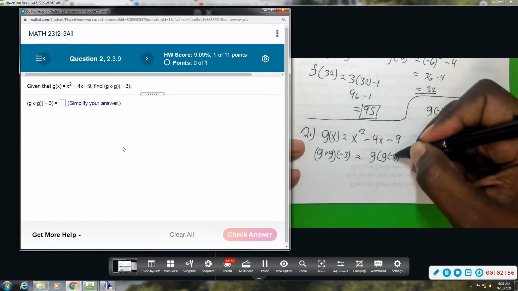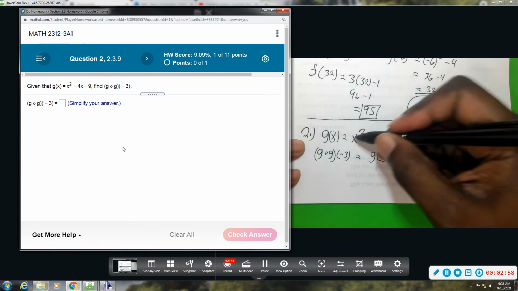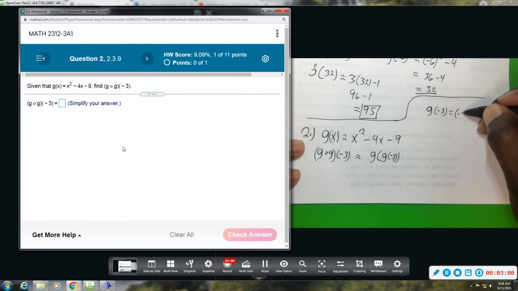So that's the inside part. I'm going to plug in negative 3 here. So negative 3 squared minus 4 times negative 3 minus 9. This gives me 9 plus 12 minus 9. The two 9s will cancel out, and I just end up with 12. So g of negative 3 is 12.